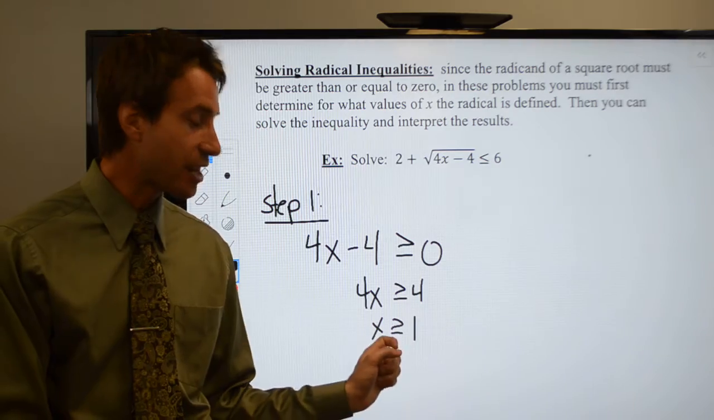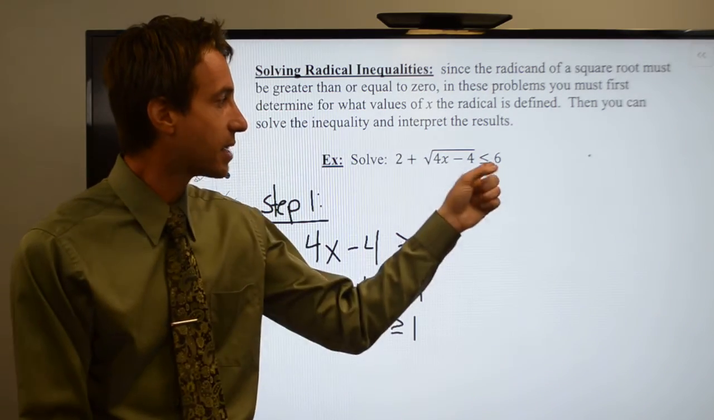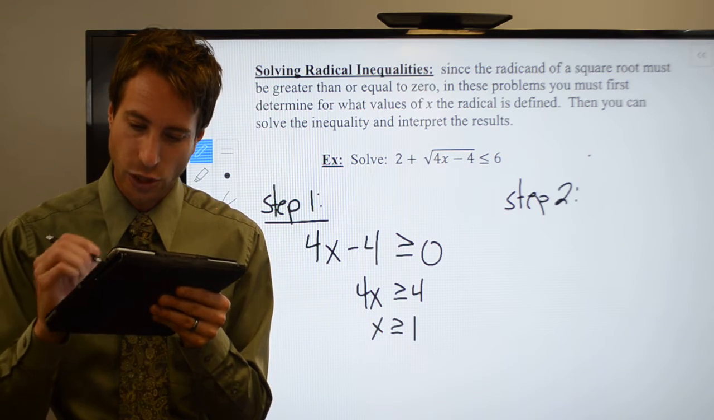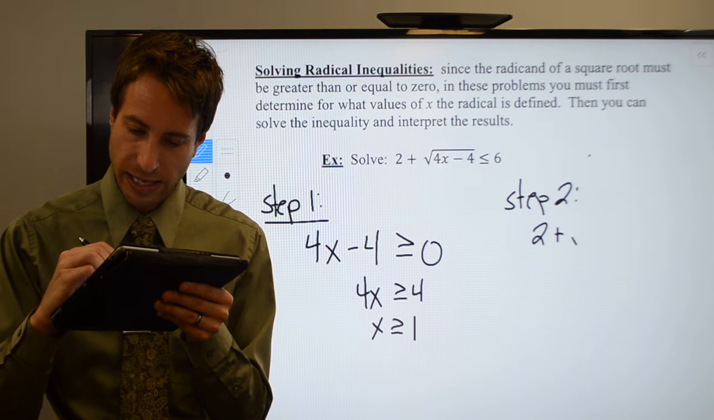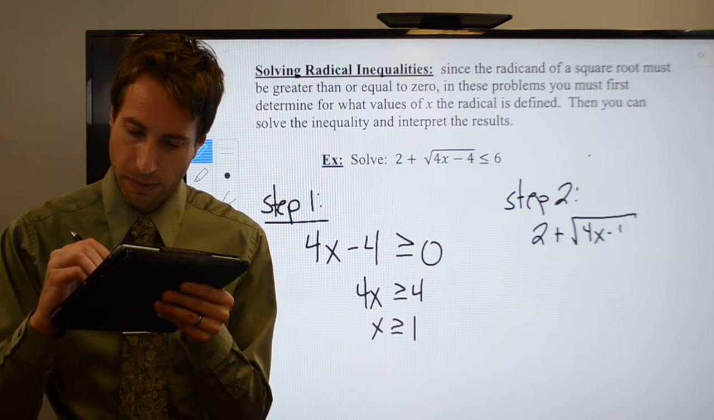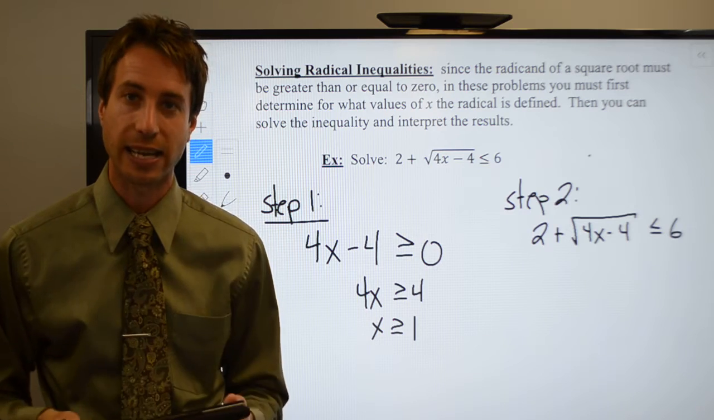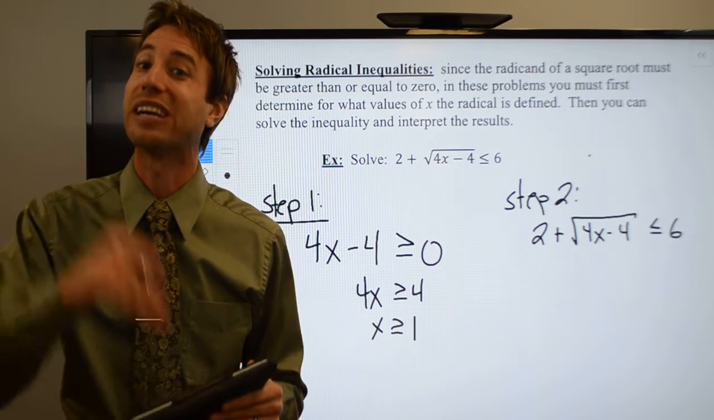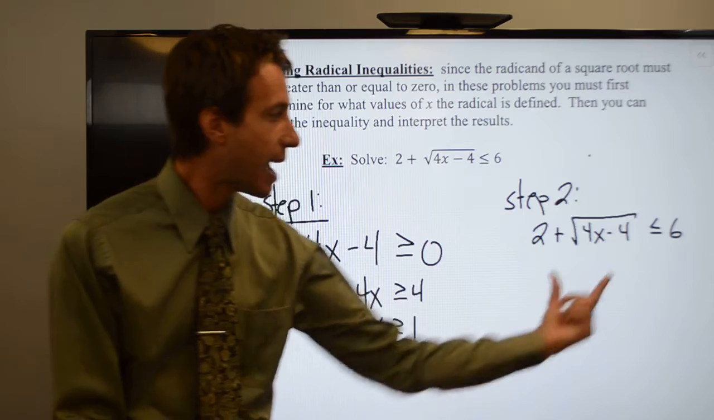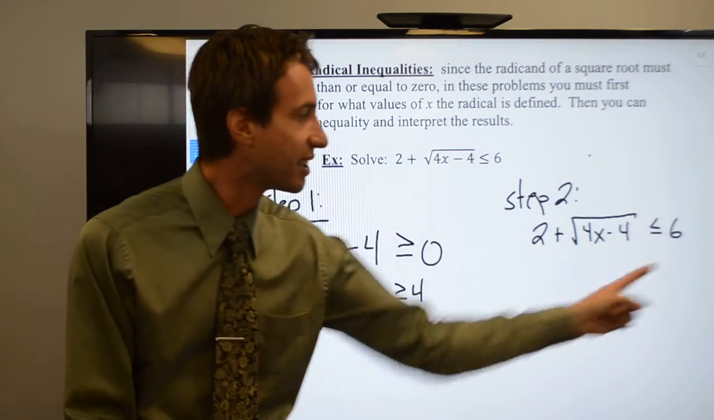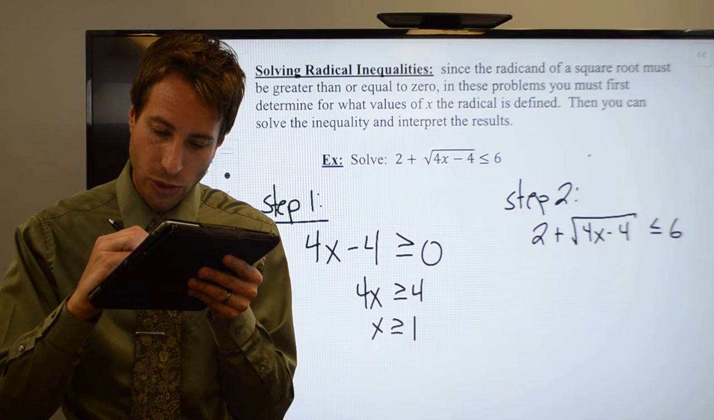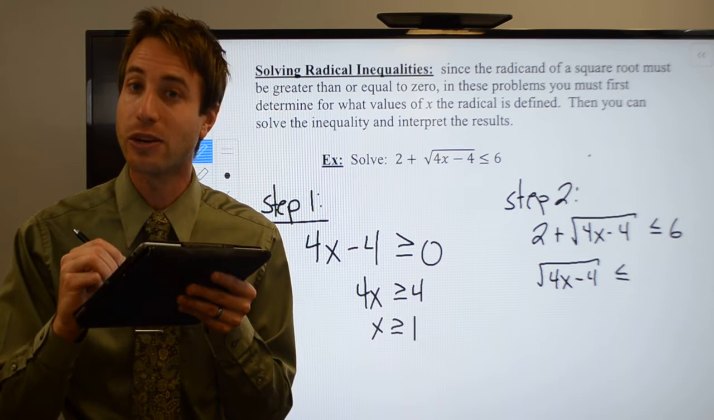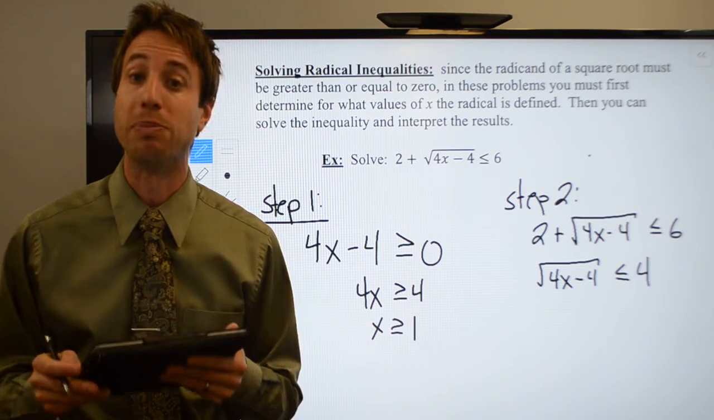Step 2. Now that I know what x needs to be bigger than, I want to solve the inequality. So step 2, let's go ahead and solve the inequality: 2 plus the square root of 4x minus 4 less than or equal to 6. In order to get rid of the radical, I need to raise both sides to the power equal to the index. But before I do that, I need to get the radical by itself. Let's subtract 2 to the other side. So I'll have the square root of 4x minus 4 less than or equal to 6 minus 2, which is 4.